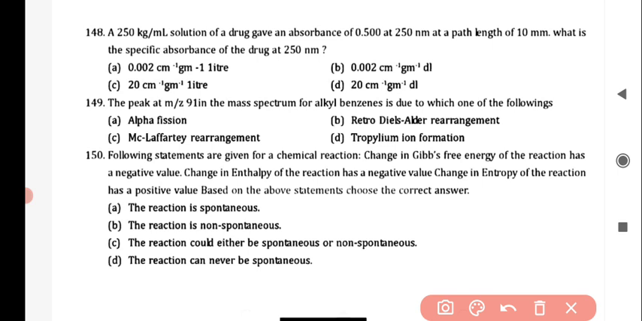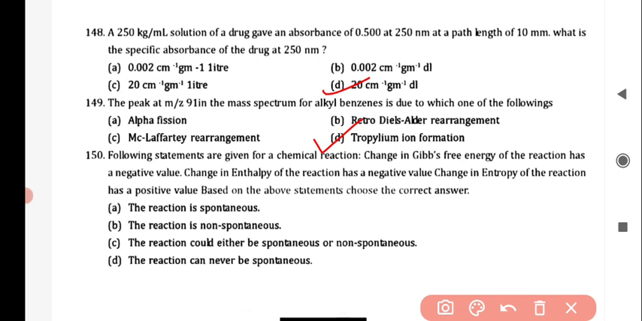So next question is, a 250 microgram per ml solution of a drug gave an absorbance of 0.5 at 250 nanometer at a path length of 10 mm. What is the specific absorbance of the drug at 250 nanometer? So the correct answer is option D, 20 centimeter inverse gram inverse dL. Next question is, the peak at m by z 91 in the mass spectrum for alkyl benzenes is due to which of the following? The correct answer is option D, tropylium ion formation.